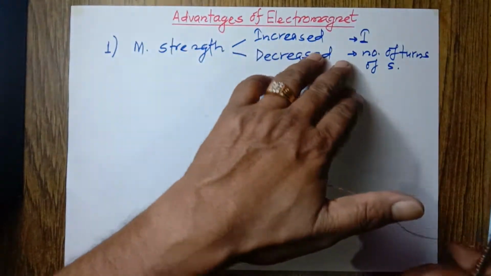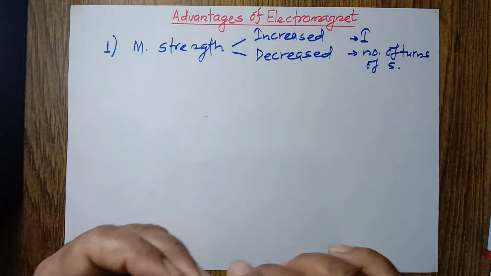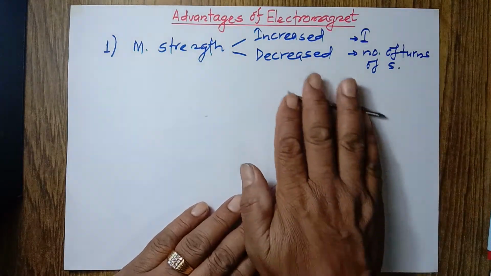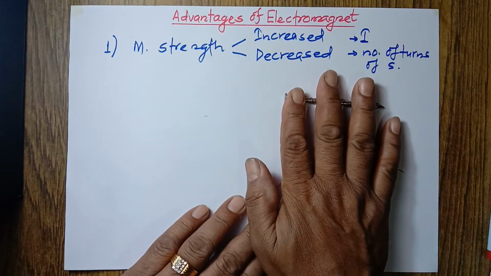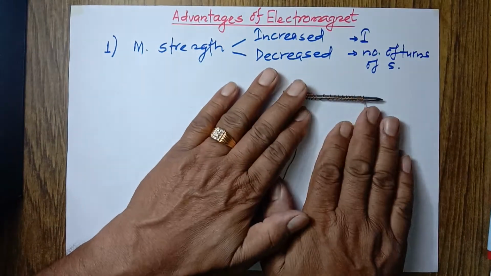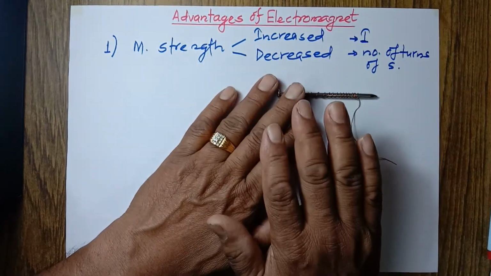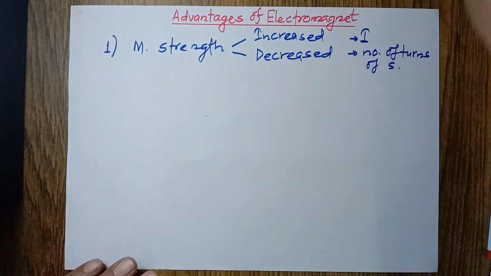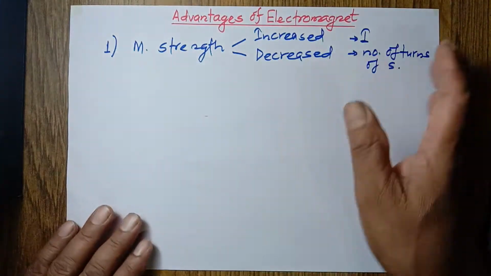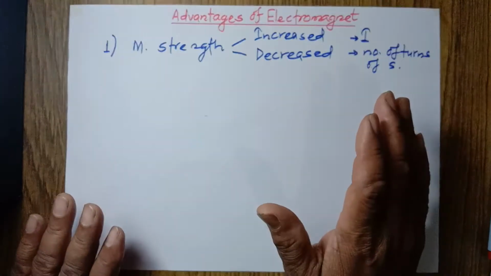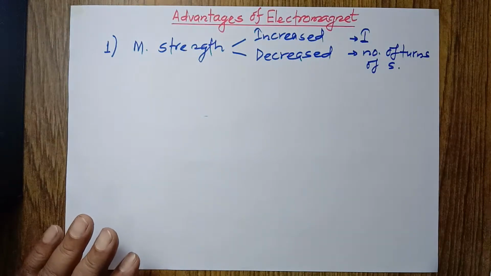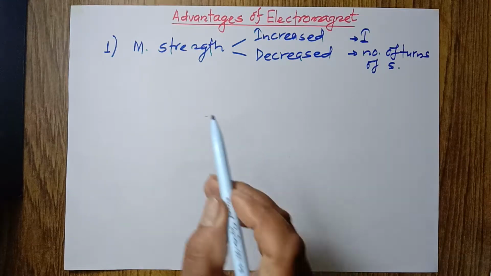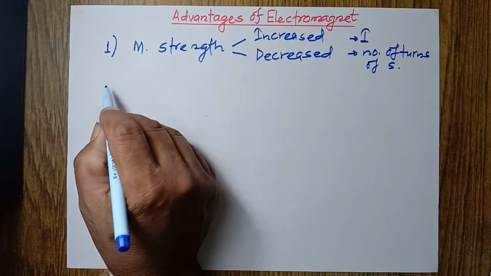There are two methods of increasing the magnetic strength of an electromagnet. But the same is not true for a permanent magnet. Once a permanent magnet is made, it is made; now its strength cannot be increased or decreased. This is one of the great advantages of electromagnet. Its magnetic strength can be increased or decreased.